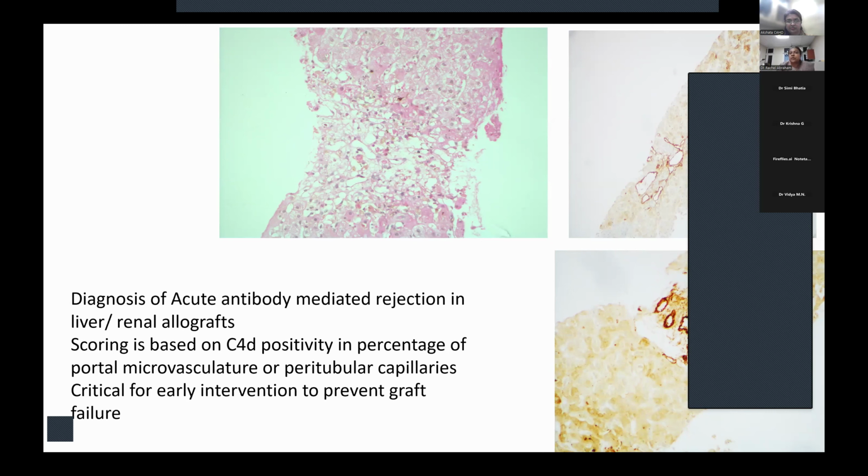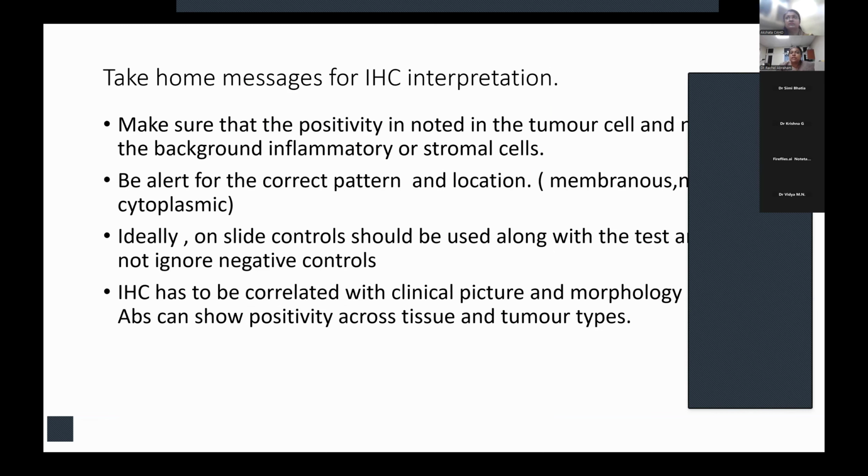So take home messages for IHC interpretation. Make sure that the positivity you are seeing is in the tumor cells and not in the background inflammatory or stromal cells. Be alert for the correct pattern and the location. Ideally, on-slide controls should be used along with the test and do not ignore negative controls. You repeat the test if it is needed. IHC has to be correlated with clinical picture and morphology since antibodies can show positivity across tissue and tumor types. Thank you.